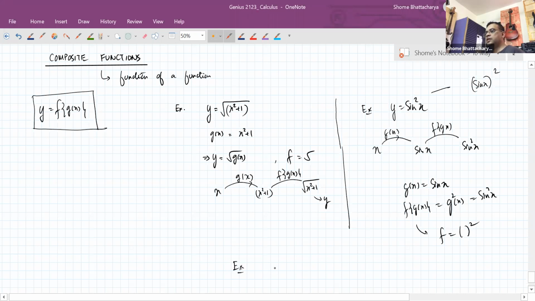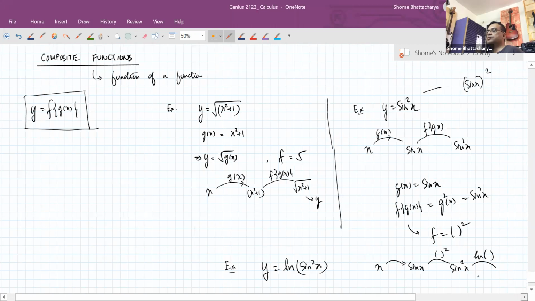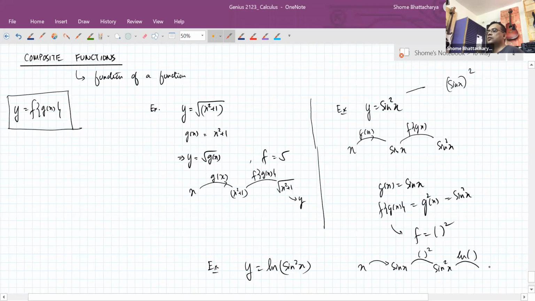Or we can have something very transcendental, like y is equal to ln of sine square x. So this is a function inside a function inside a function. From x, we have first operated sine x. Then we have operated the whole square function, so we have come to sine square x. And then on that, we have operated the ln function. So it's a 3-step composite function, a slightly more complex type of composite function.